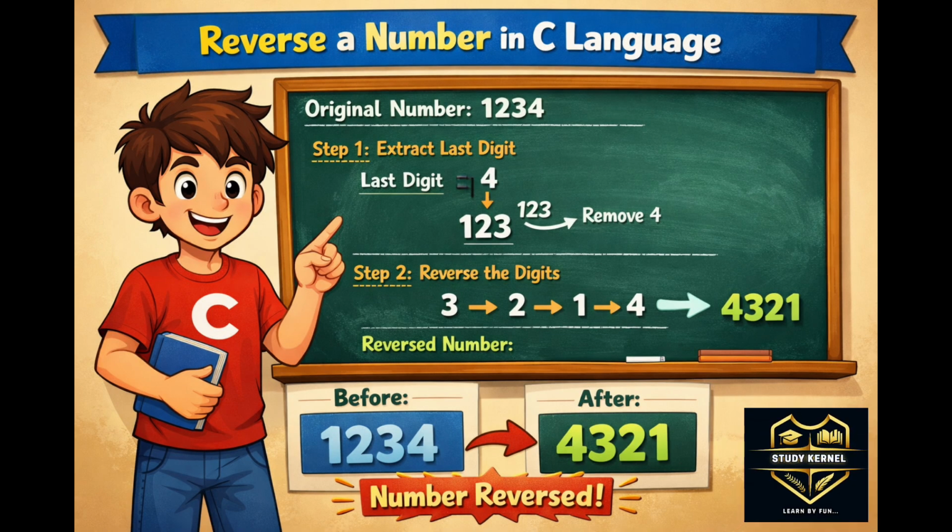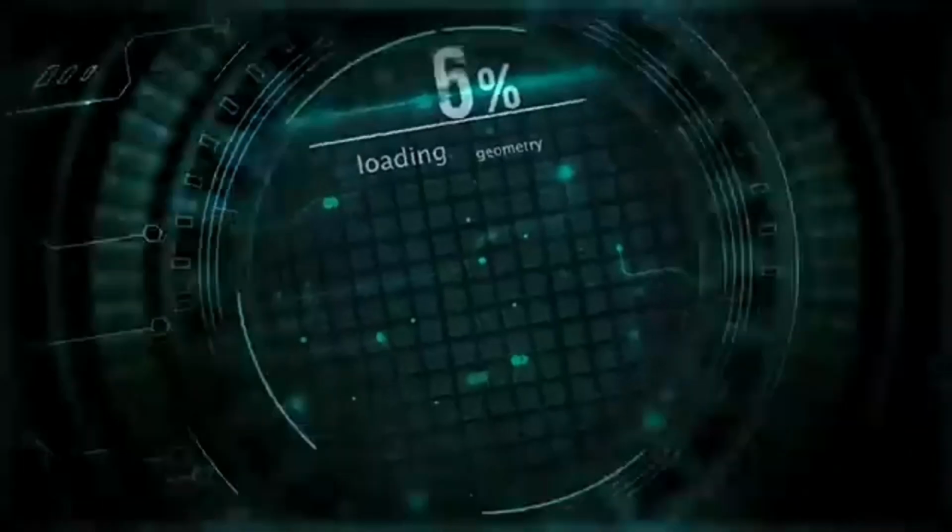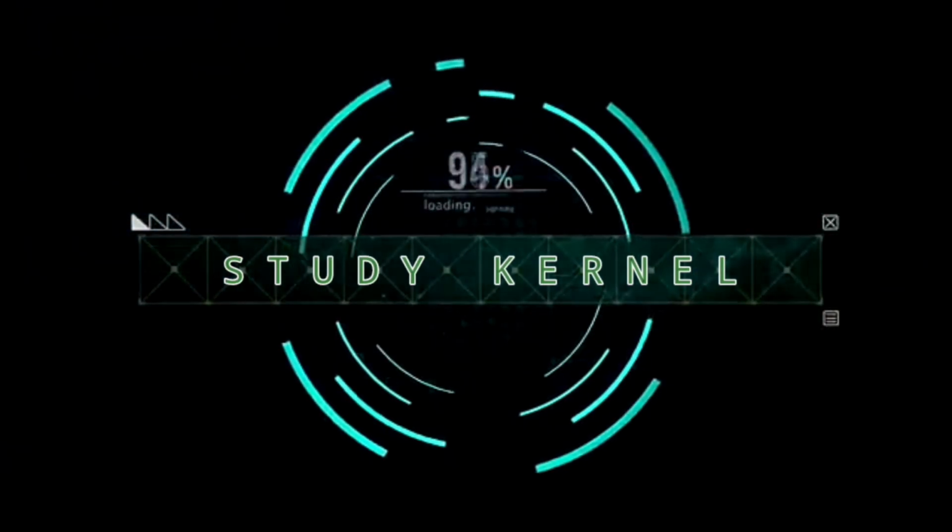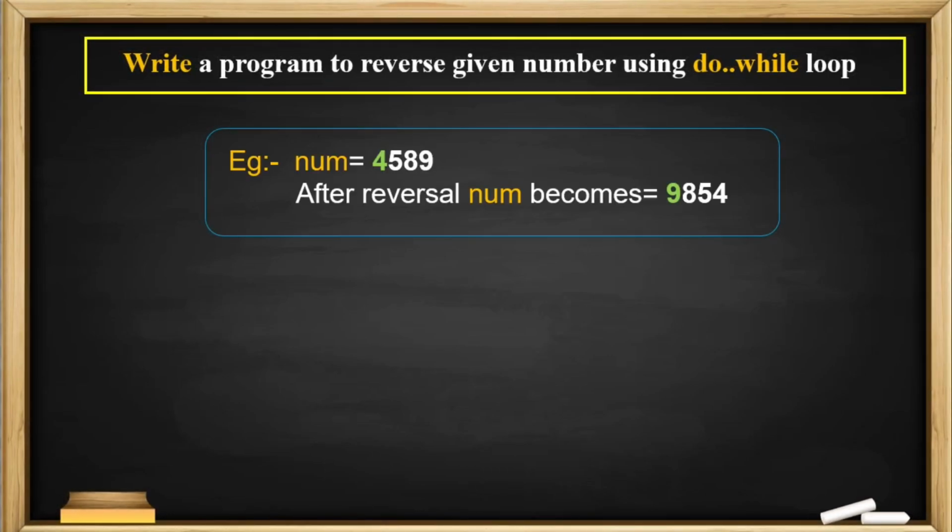Today in this video we are going to learn how to reverse a given decimal number using do while loop in C language. So let's start. As shown in example, let a number is 4589. After reversal, number becomes 9854.